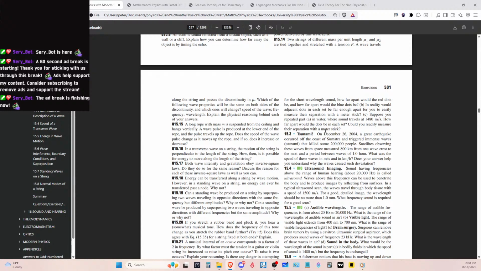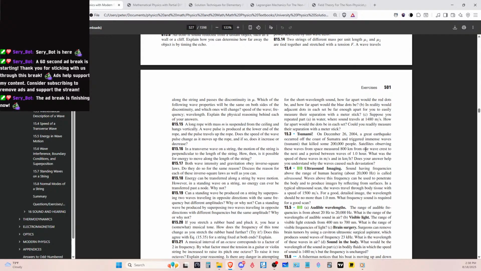Alright. Oh, here's one about a tsunami. Let's see, on December, yeah, that's way back. December 26, 2004, a great earthquake occurred off the coast of Sumatra and triggered an immense wave, a tsunami that killed 200,000 people.